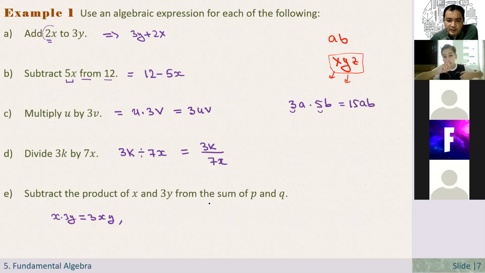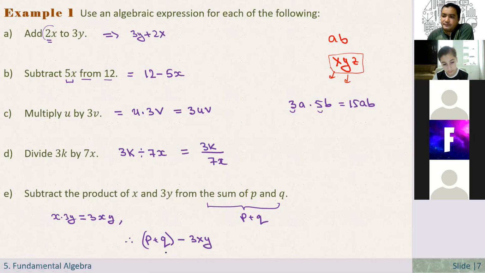And here, the second part says from the sum of p and q. So p plus q. So we have to subtract. Here we have p plus q. That is the sum of these numbers. And we should subtract, what is it? 3xy, from this product. Yes. Okay, these things are really, really important.